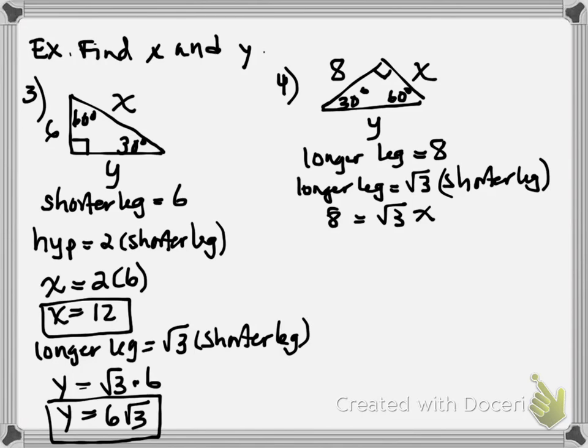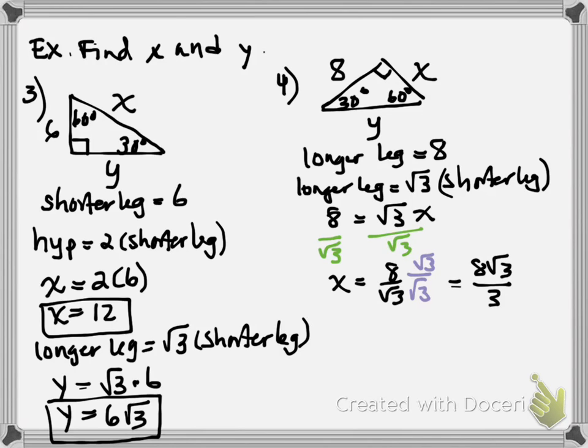To solve this, we're going to divide both sides by radical 3. This gives us x equals 8 over radical 3. It breaks the third rule for simplest radical form. We're going to need to rationalize the denominator. What am I going to multiply top and bottom by? Radical 3. Now to conserve space, I'm going to write the answer to the right. So I get 8 radical 3 over 3. Can I simplify? No. So there's your x.